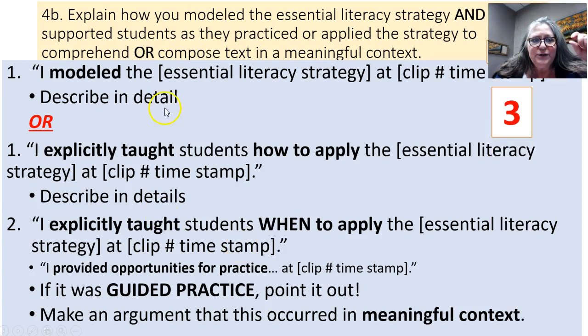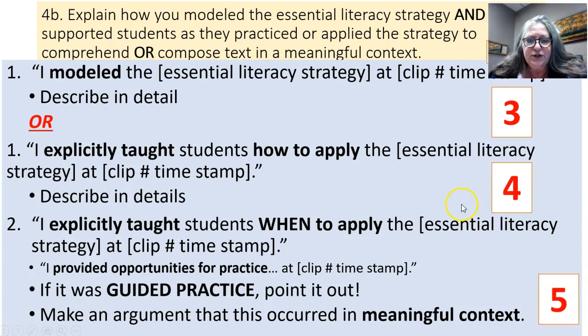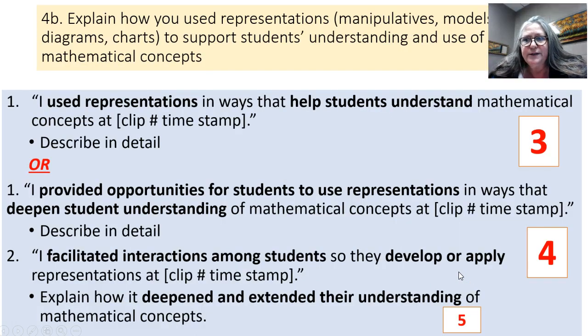This is what you need to do to get a level 3. To get a level 3, you need to begin by answering here or here. So these things, in order to show proficiency, are not negotiable. You need to do one or the other. And to get a 4, you need to pay attention to how and when you teach the students how to apply the strategy. I explicitly taught the students when to apply the strategy, and make an argument about your meaningful context.